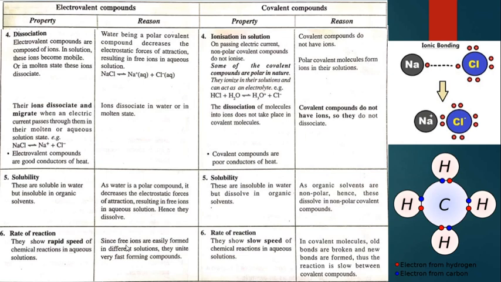The reason I just told: since free ions are easily formed in aqueous solution, they unite very fast, forming compounds. So the reaction occurs faster, resulting in the formation of compounds.